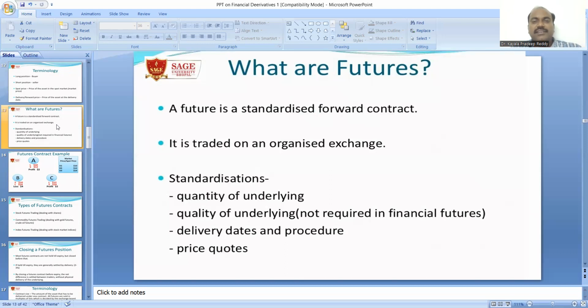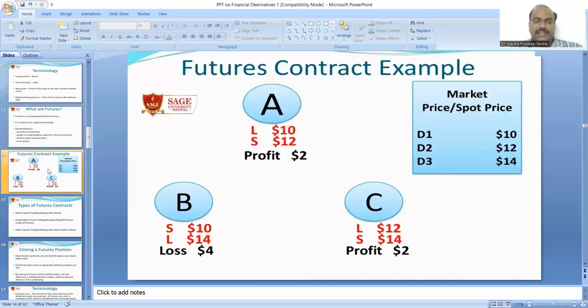So a future is a standardized forward contract and it is traded on an organized exchange, and the standardizations that it has are quantity of underlying, quality of underlying, delivery dates and procedures, and the price codes are intimated beforehand in these contracts. And for the futures contracts, this is the best example I can give you so that you can understand it very easily.